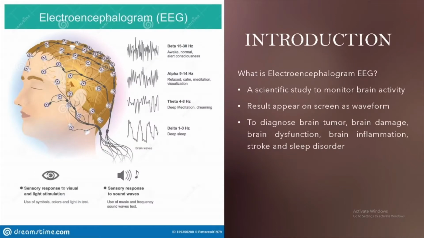So what is electroencephalogram, EEG? An EEG is a scientific study to monitor brain activity. Usually the result of this brain activity will appear on a screen as a waveform. These methods are used to diagnose brain tumor, brain damage, brain dysfunction, brain inflammation, stroke, and sleep disorder.